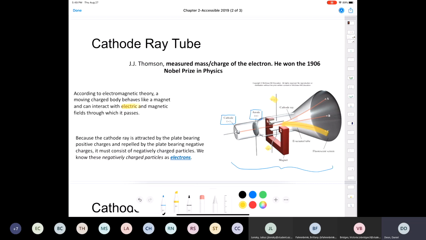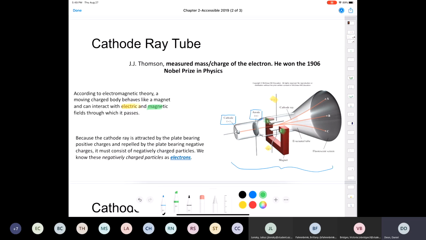And since you know that opposites attract and like charges repel, he was able to conclude that the cathode rays were negatively charged, right? Kind of interesting. Also, based on the fact that a moving charged body behaves like a magnet, he also subjected it to a magnetic field, and that's what is shown right here.